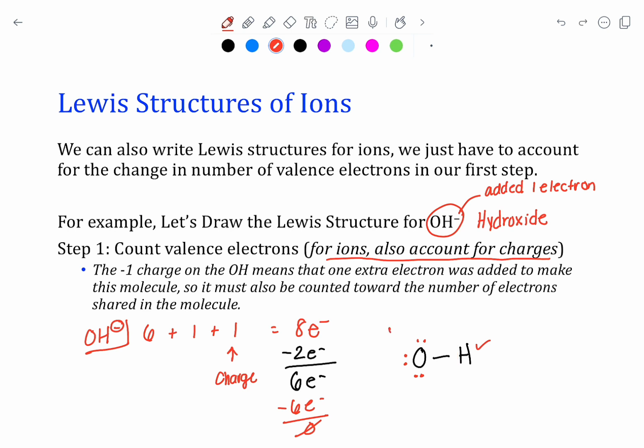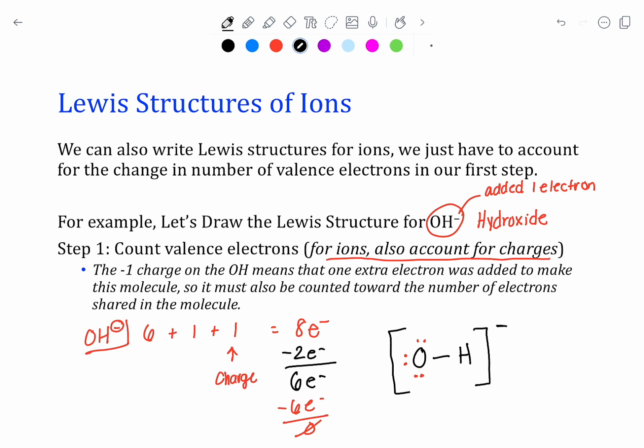So that is our final structure of OH-. Now, when we're drawing our Lewis structures of ions, we have to represent the ion in the Lewis structure in some way. So what we're going to do is surround the structure in brackets and put the charge on the outside of those brackets. Okay, so the charge on OH- was -1, so I put a minus on the outside there. If this was -2, you would put a -2. If this was a +3, you'd put a +3.